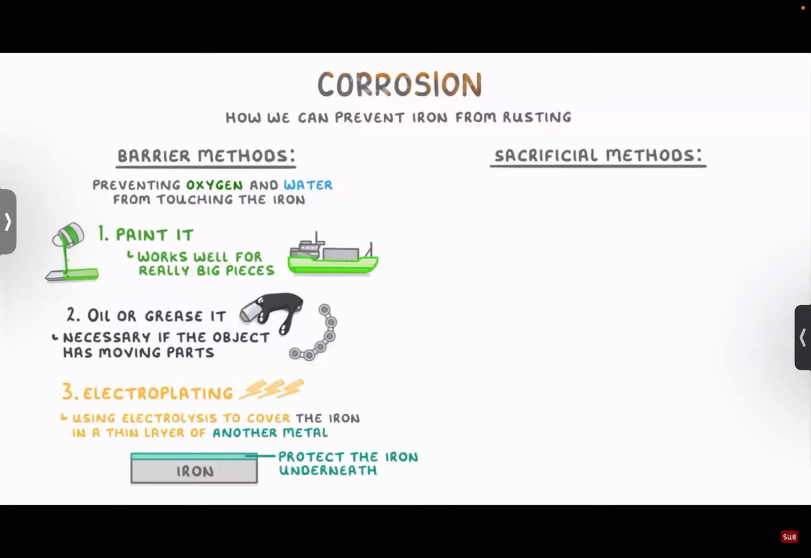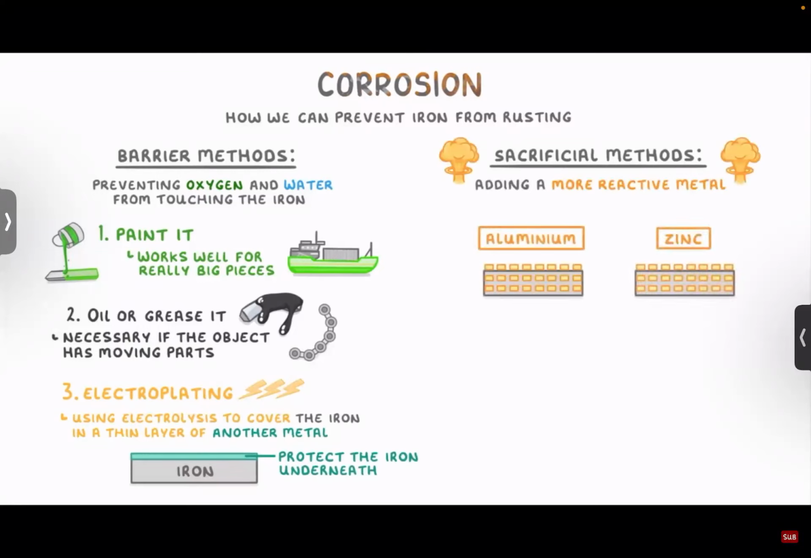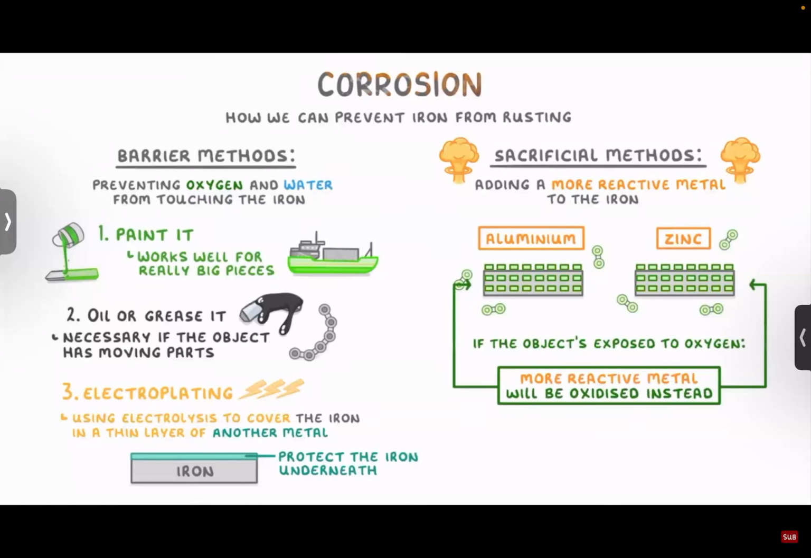The other option is called the sacrificial method. This involves adding a more reactive metal, like aluminium or zinc, to the iron. This means that if the object gets exposed to oxygen, the more reactive metal will be oxidized instead of the iron, and so the iron won't rust.